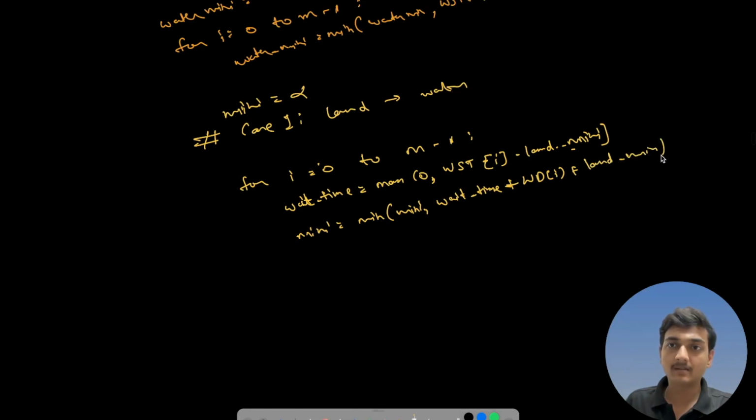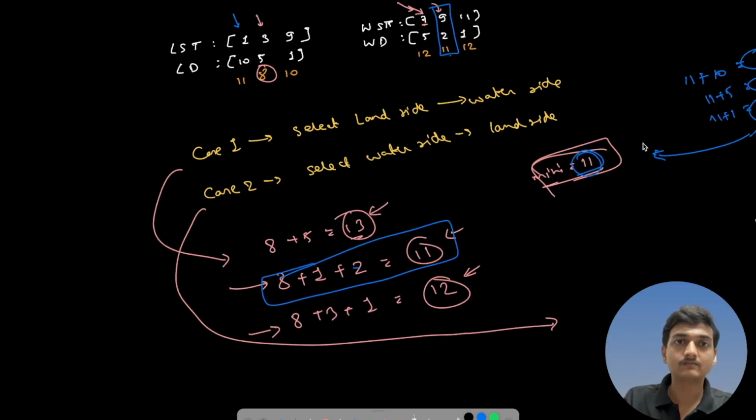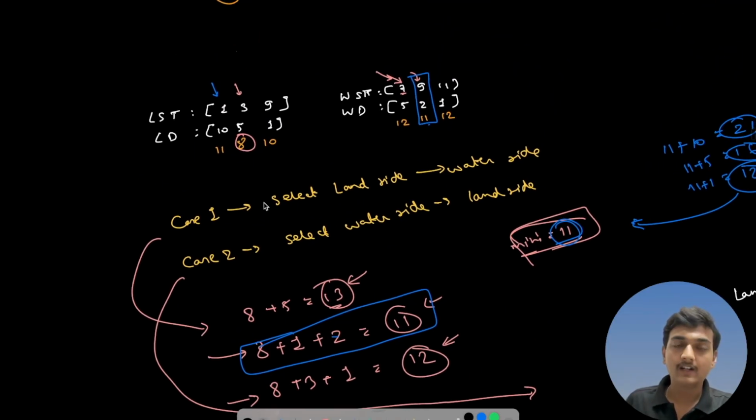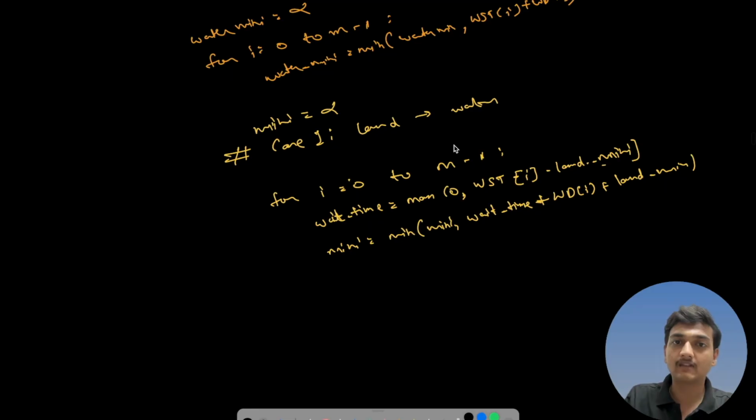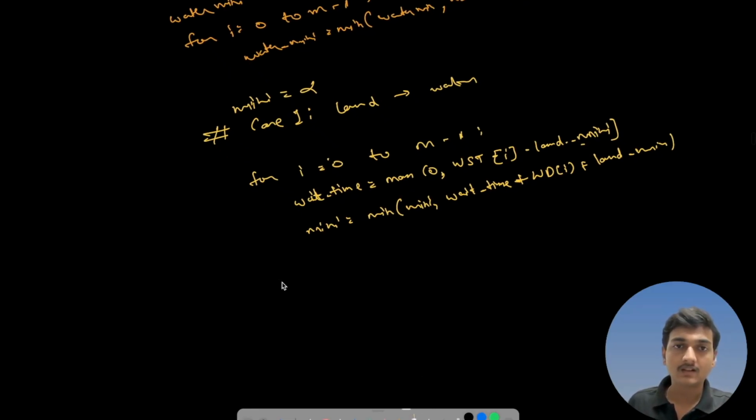So let me explain what we did here. We need to calculate: I picked this 8 plus my waiting time, 9 minus 8, waiting time is 1, plus duration of this 2. Simple. So I got 11 here. So that's the only thing. The same thing that I will be doing for case 2 also. Case 2 will be water, then land.